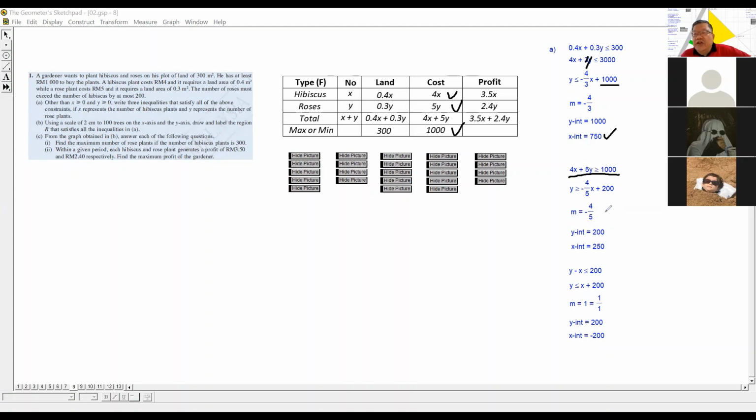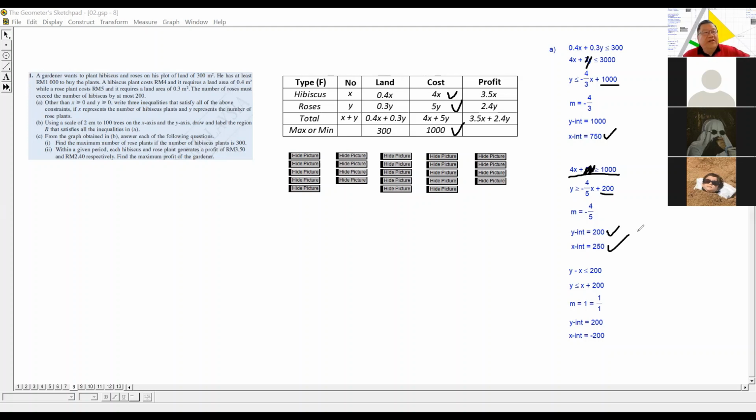Okay, and change it to y equals mx plus c. Gradient negative 4 over 5. Y-intercept 200. Y-intercept you get directly from the equation. It's the x-intercept that you cannot. So if you want to find the intercept, you have to cancel this thing. 4x equals 1000. X is 250. That's how you get the x-intercept.